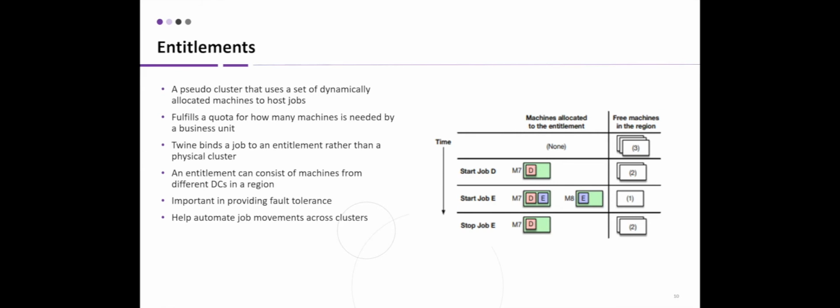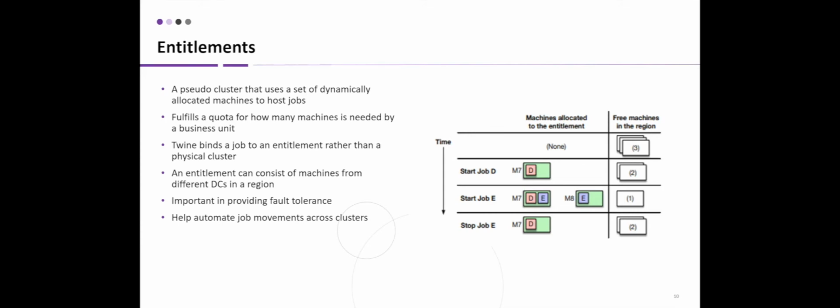So Twine binds the job to an entitlement rather than a physical cluster. And in this case, a job can refer to an application or instances of an application or a container. An entitlement can consist of machines from different data centers in a region. As you mentioned in the video, this can be very important in terms of moving a machine to another entitlement, and that's how it's able to scale. So it's important in providing that fault tolerance.